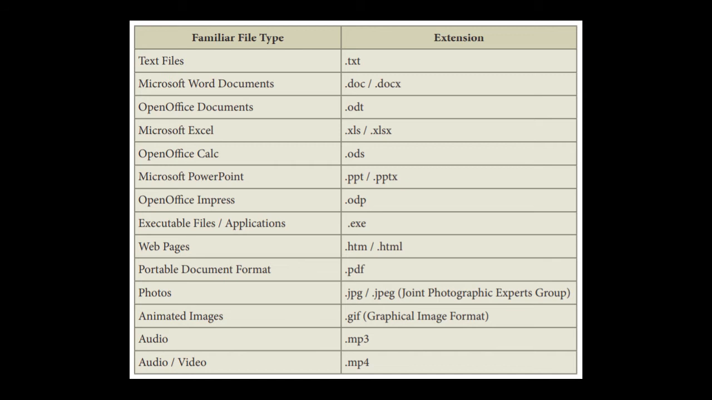JPEG means Joint Photographic Experts Group, right? Animated images means .gif. What is the expansion of GIF? Graphics Interchange Format, okay? And for audio, it is .mp3, and video means it will be in .mp4, right?